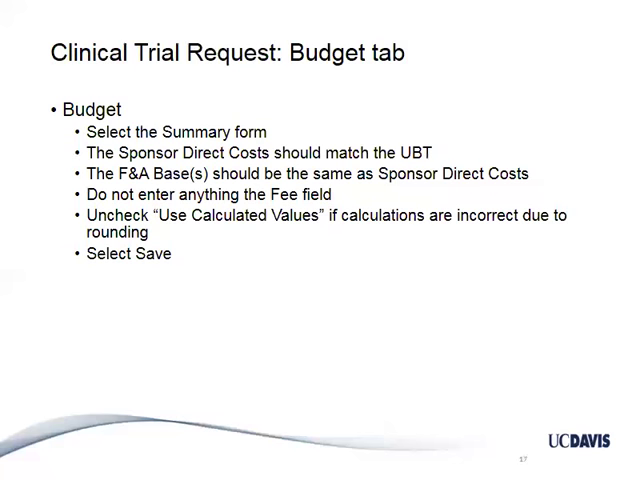You do not enter anything in the fee field. That's always blank. If the values are slightly different than your UBT because of rounding, you can uncheck the use calculated values box and manually enter those amounts, because Cayuse rounds slightly differently than we do, and you don't want to be more than $1 off. Go ahead and do number 6, A through I.